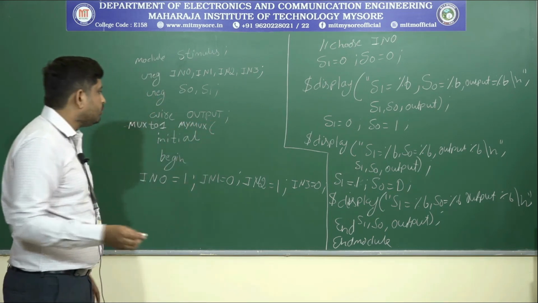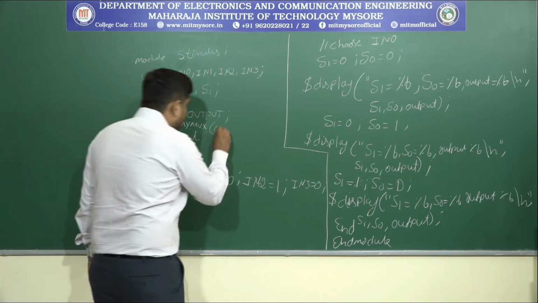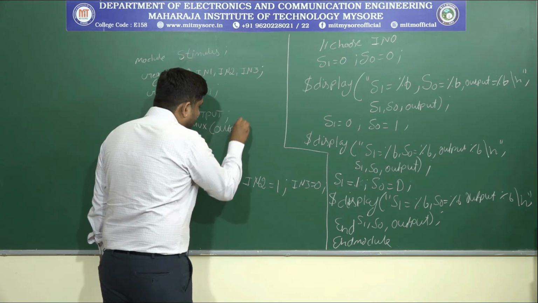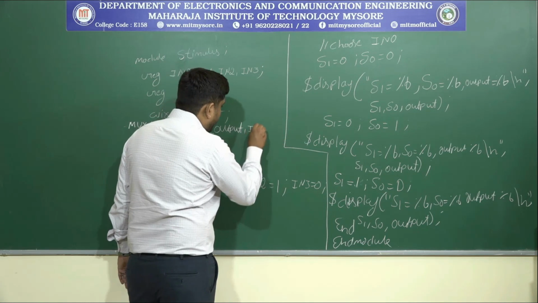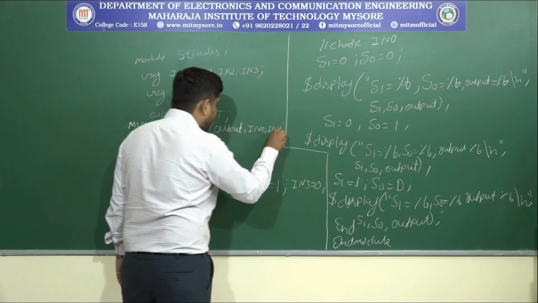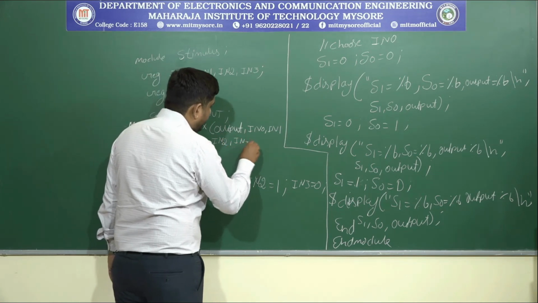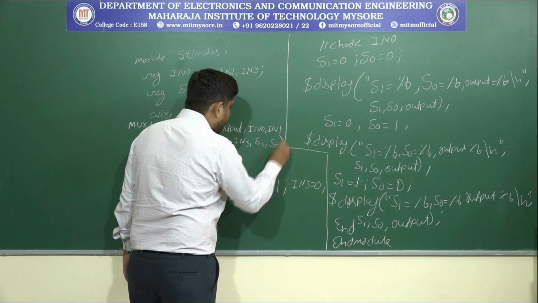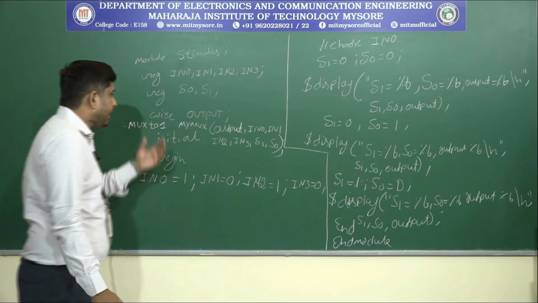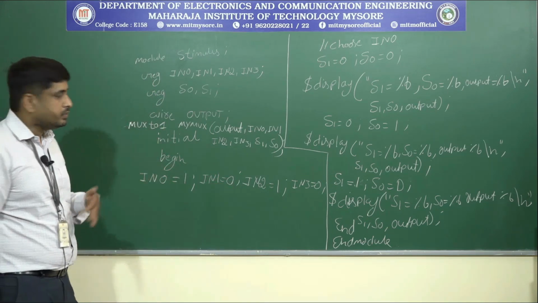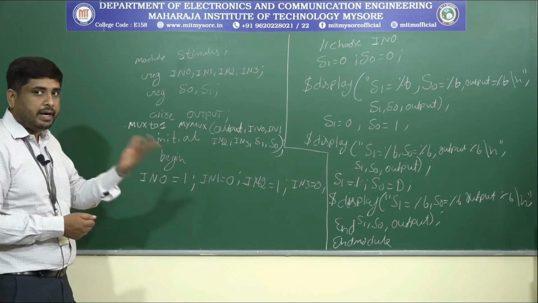So what are the inputs and outputs you have to clearly mention. During instantiation, first you have to mention the output, that is the process. Next you have to mention the inputs, that is IN0, then IN1, then IN2, IN3, then S1 and S0. Okay, so this is the process of an instantiation. So again I repeat this, for 4:1 mux using a stimulus or using a test bench.